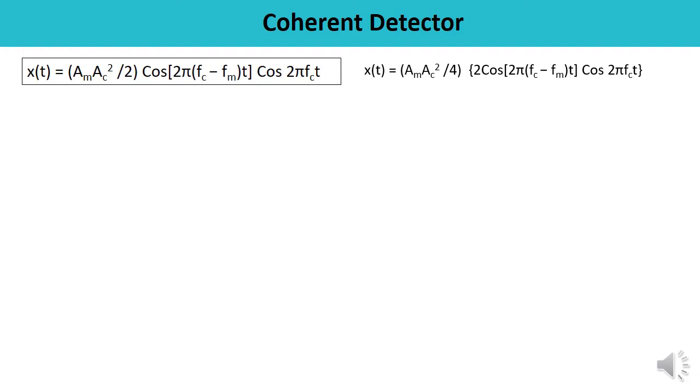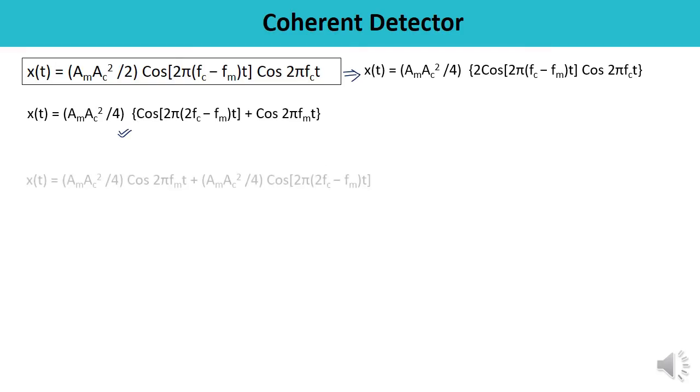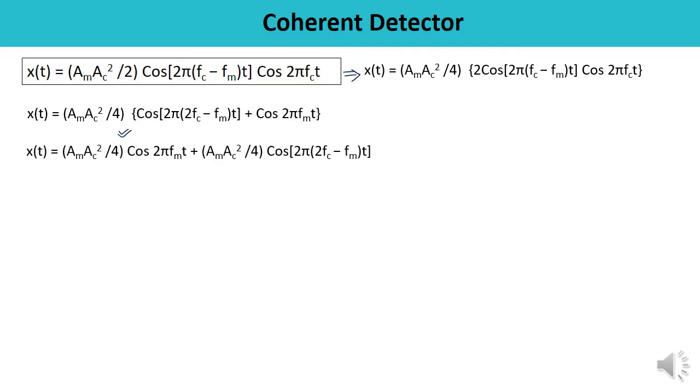Because further simplification is to be done, you can utilize the formula of 2 cos A cos B. That is why you have represented this in this form. Multiply the numerator and denominator by 2. Now apply the formula. So you'll be getting the first term as cos of A plus B plus cos of A minus B. Now you can expand this particular equation, so you'll be getting two terms. First is AM AC square upon 4 cos of 2 pi FM, plus the second term AM AC square upon 4 cos of 2 pi twice of FC minus FM into T.